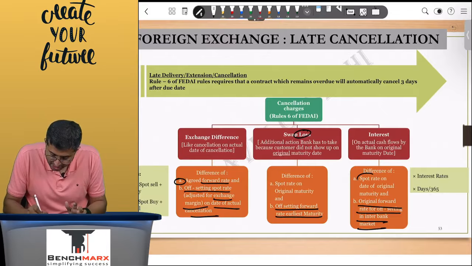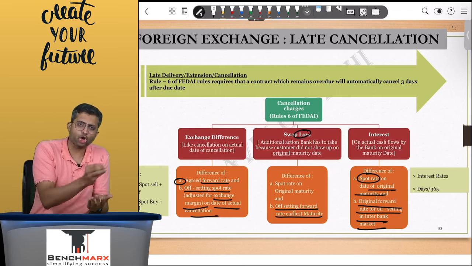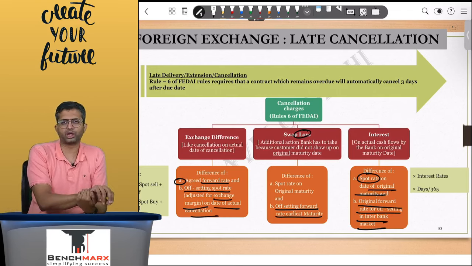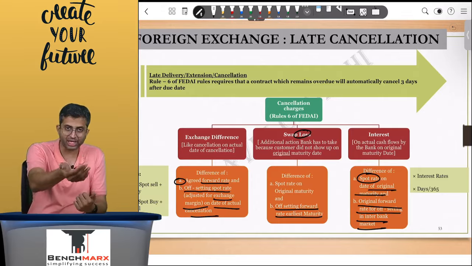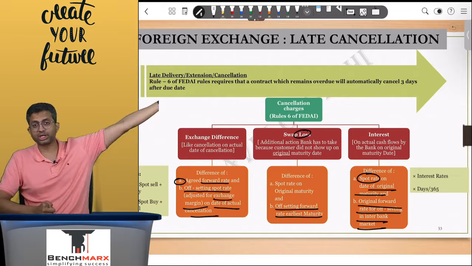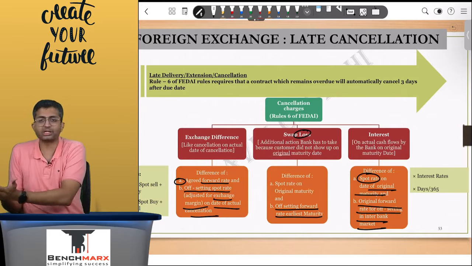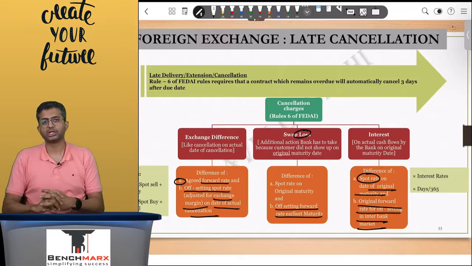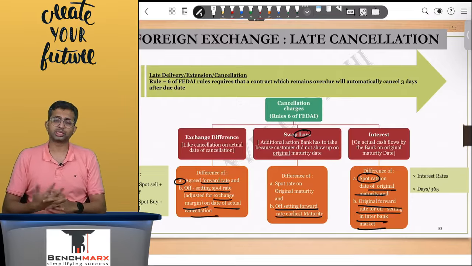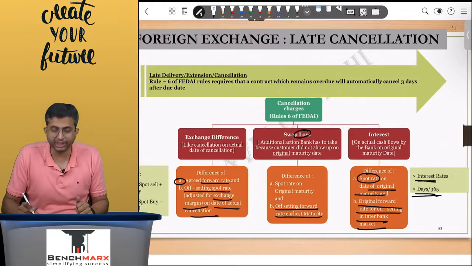So over here, this is a spot rate on date of original maturity on 31st March. The rate on 31st March, if I were to buy those dollars, which I've already agreed from the interbank market, but the client is not coming, so I'll have to sell those dollars in the spot market, and hence on this I will recover the difference in interest.